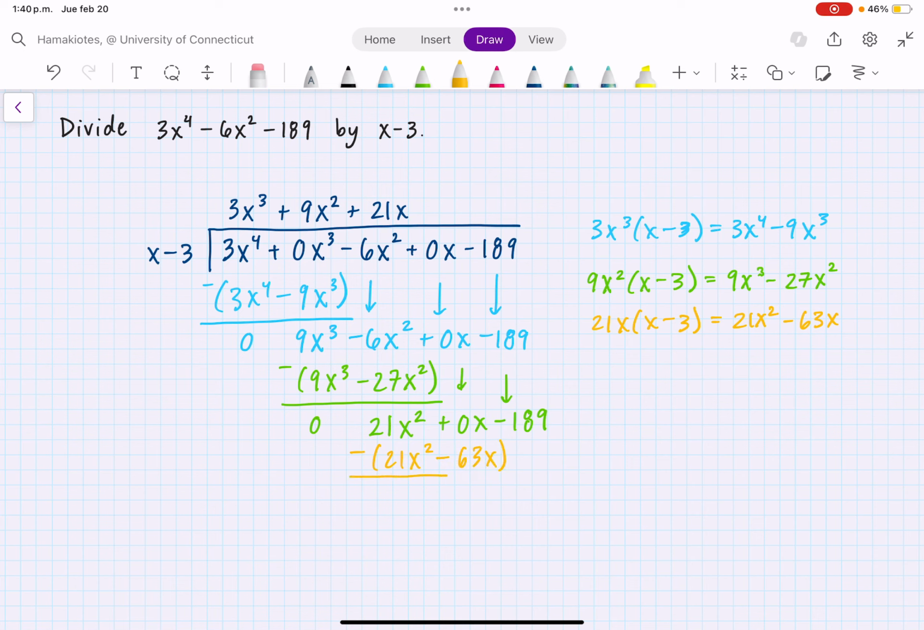So what does this give me? 21x squared minus 21x squared is 0. Then I have a 0x minus 63x. So that's plus 63x. Then I have to bring down my minus 189.